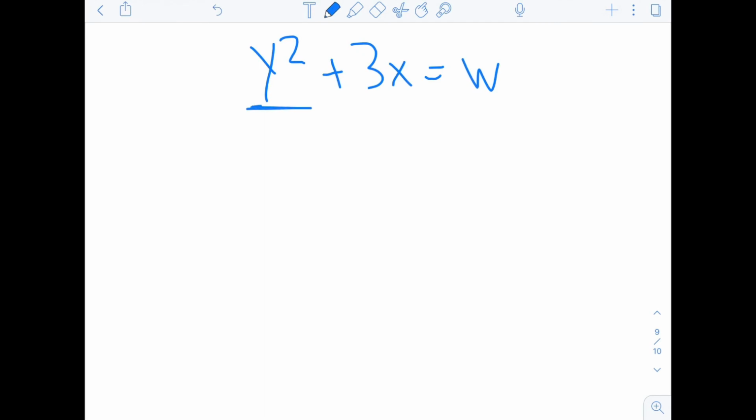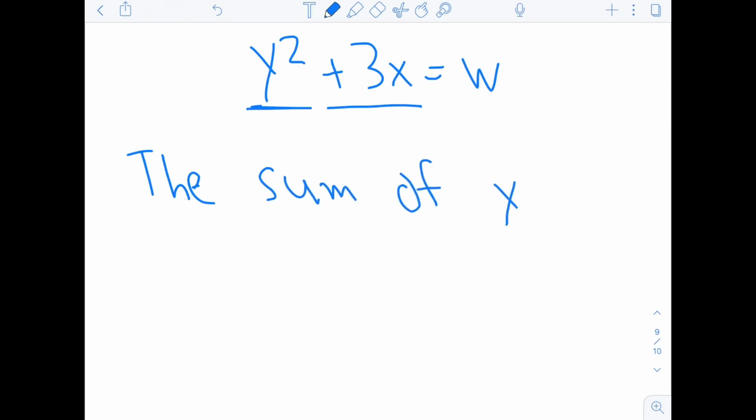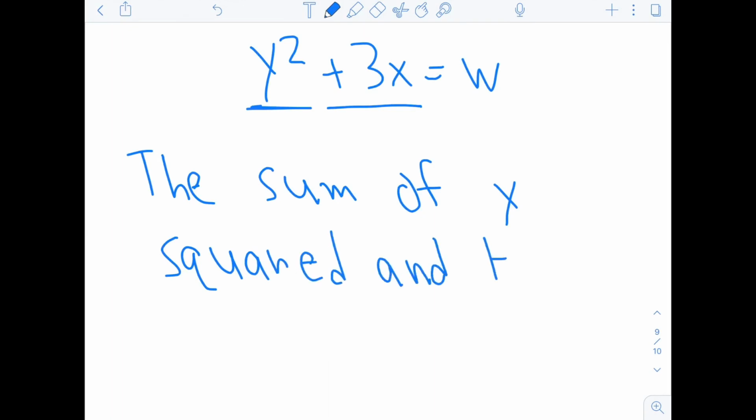Now for this one, we have y to the power of 2 added to 3x. So we could write the sum of y squared and 3 times x is, because is means equals, w.